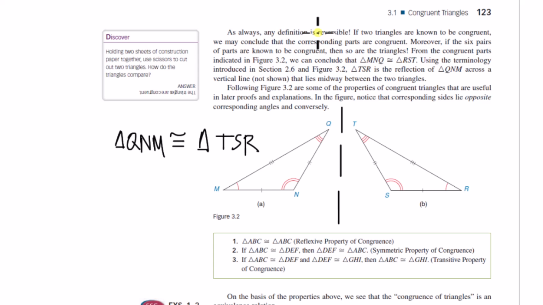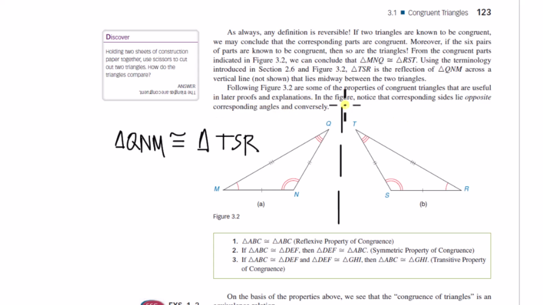So it's another thing to think about. If you're looking at 2 figures and you're trying to say, okay, are these 2 figures congruent? Well, okay, if they're congruent, then how have the figures been translated, rotated, or reflected relative to one another? All right, so what they're going to talk about next are some of the properties of congruent triangles that are useful in later proofs and explanations.